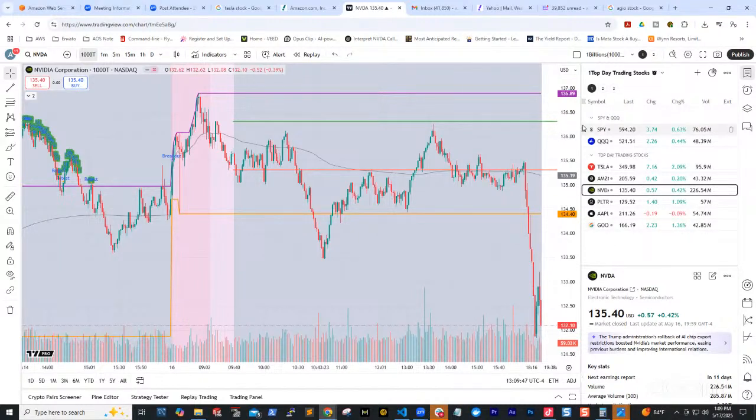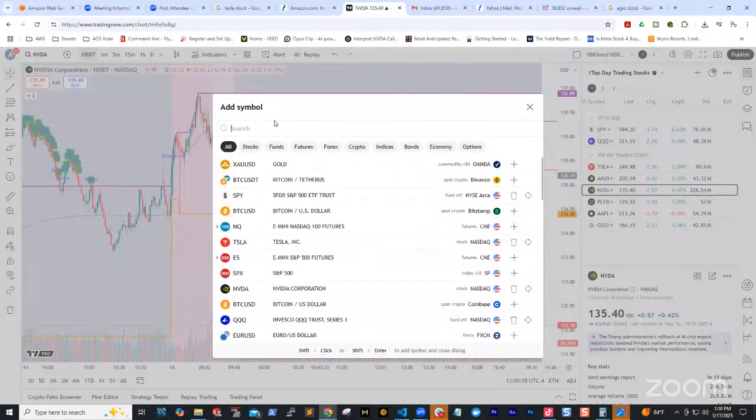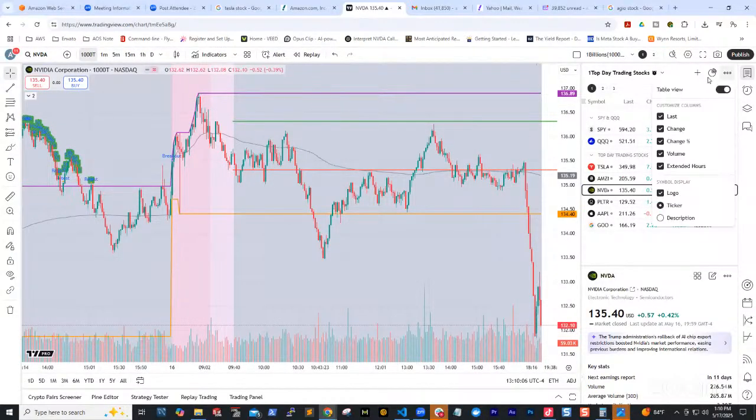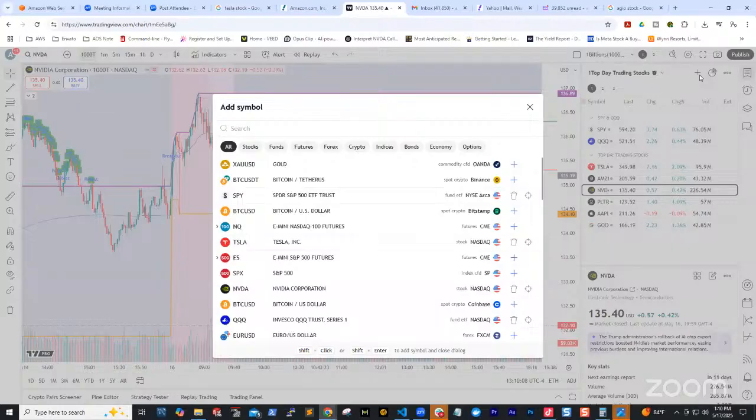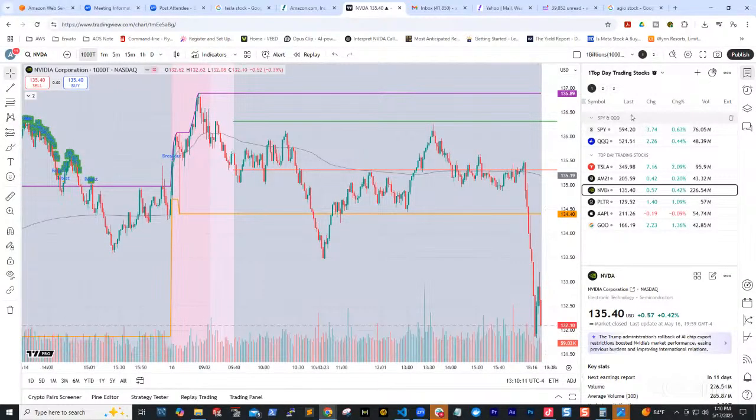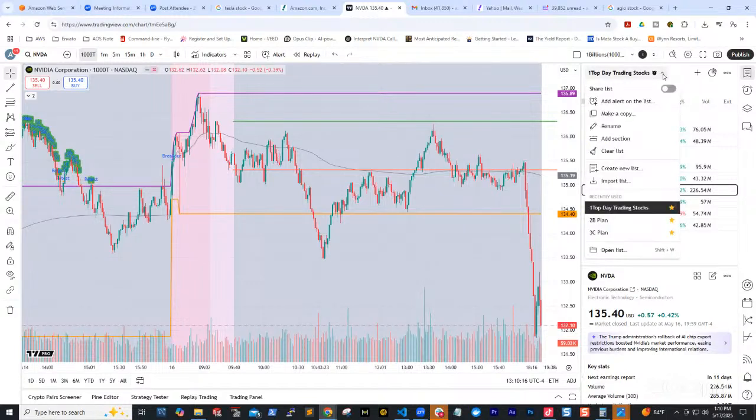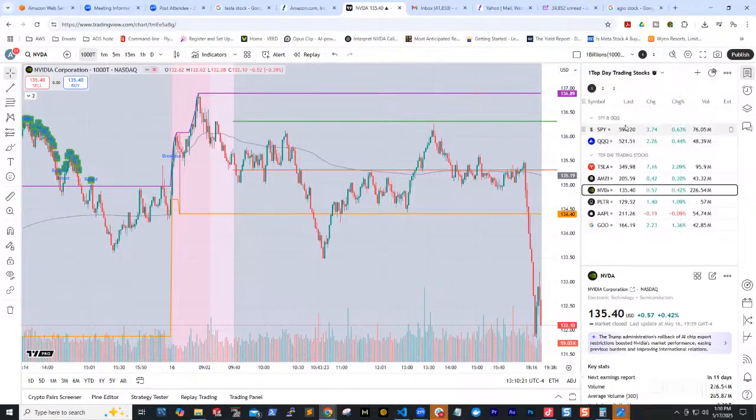Once you're in TradingView, you can see all the things here. You can click this, search for the stocks, and add them to your watch list over here. If you want to create different sections, and I always forget how to do this, you click here and you can add sections. That's how I created this section. I call it Spy QQQ.